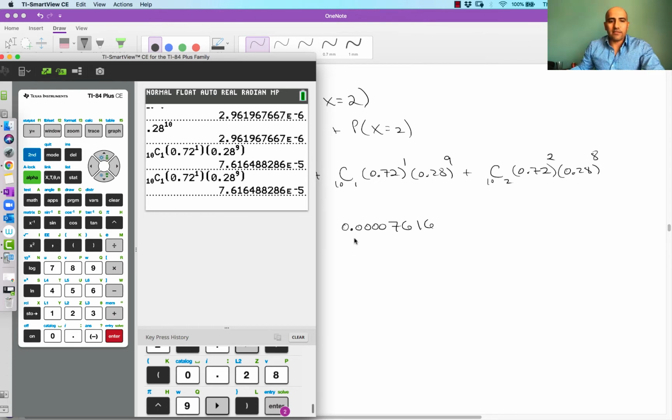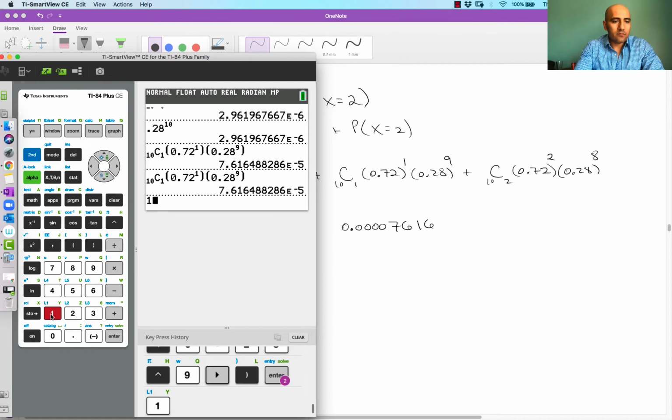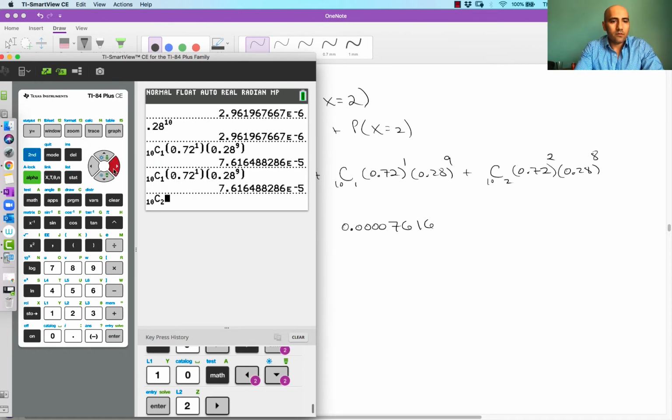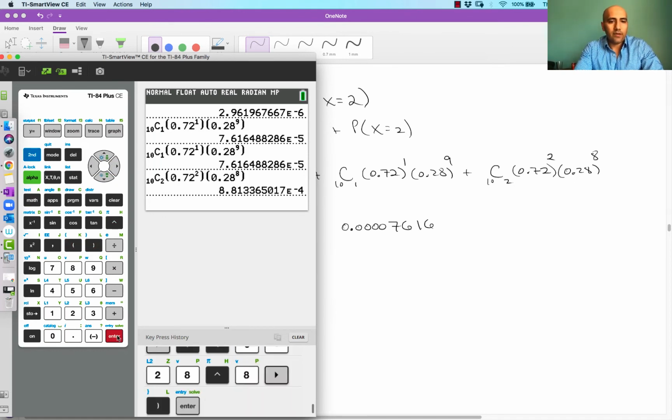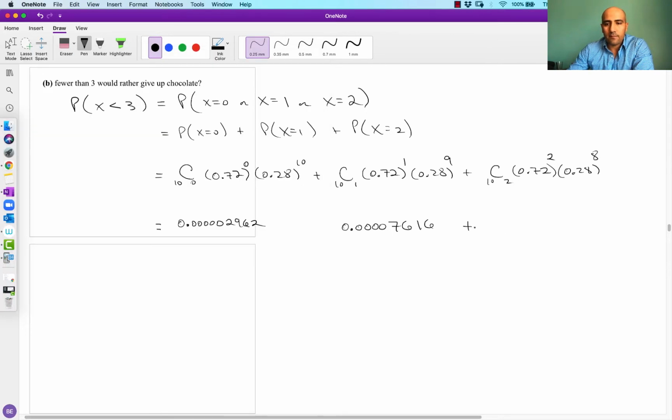Okay, finally, the last one. We have 10. Okay, so this last one is going to have scientific notation to the power 10 to the power of -4. So move the decimal 4 spaces. So now there's going to be 3 zeros. So 8813. So there we are. These 3 numbers we add together, and that'll give us this probability.